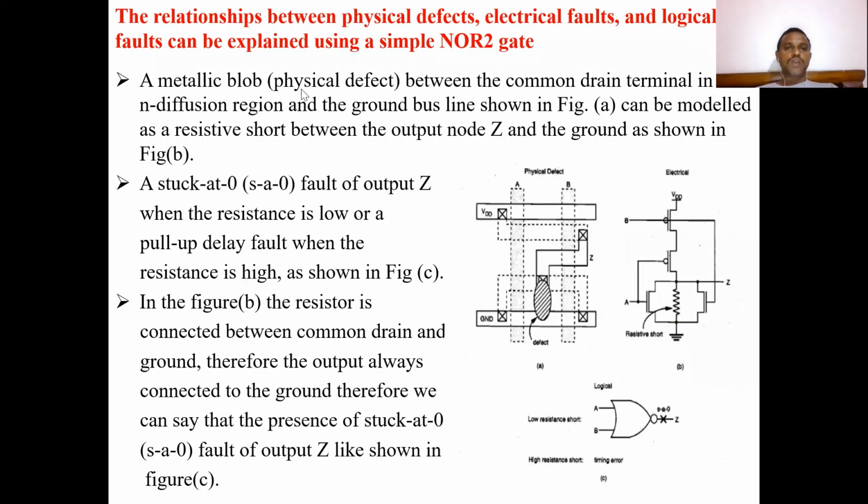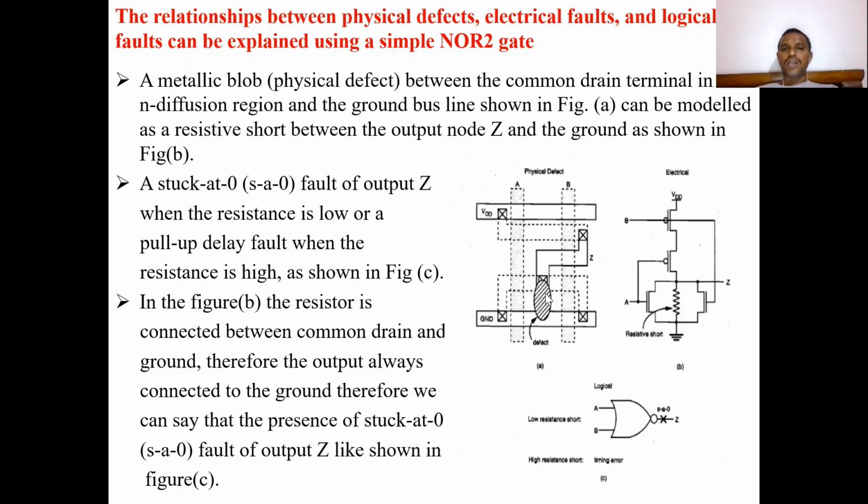Here, if you observe a metallic blob between the common drain terminal, this is the common drain terminal for this NMOS and this NMOS that is connected to the output, in the N diffusion region and the ground bus line. So there is a physical defect established between this common drain terminal and at the same time this power line. These two will be shorted here. This line indicated the physical defect.